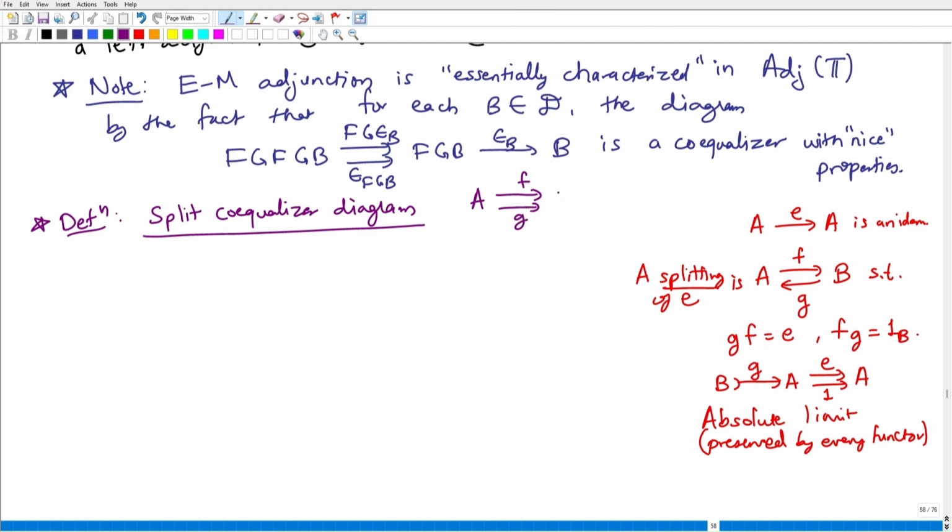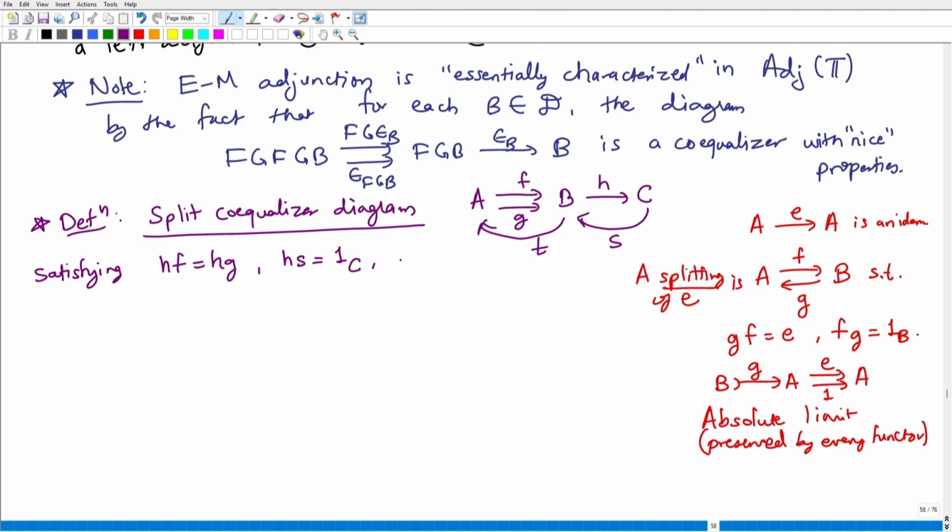The data is given by this diagram. There is F, there is G, then there is B, and this H. We are not even going to claim anything yet. I just have a lot of maps, T and S. So this is any such diagram satisfying some equations. Of course, I want it to satisfy HF equal to HG. I have not claimed that it has the universal property, but HF has to be equal to HG. Then HS is equal to 1C. Then GT is equal to 1B. And finally, FT is equal to SH.